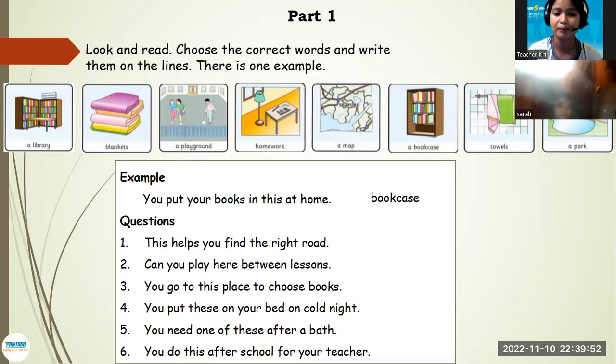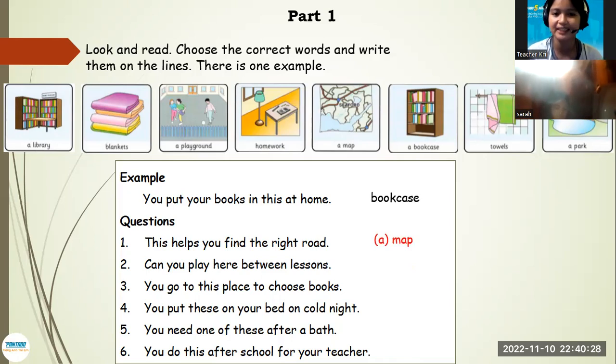Okay, see for example, the sentence is, you put your books in this at home. Okay, so the answer is a bookcase. Okay, so let's try to answer these 6 questions. So let's have here number 1. Okay, this helps you find the right road. Okay, what is it? A map. Okay, that's right. It's a map. Okay, how about number 2?